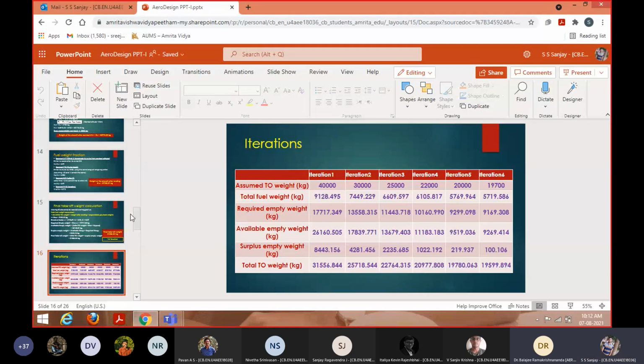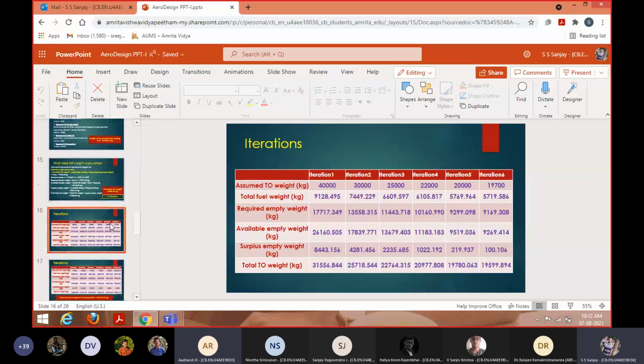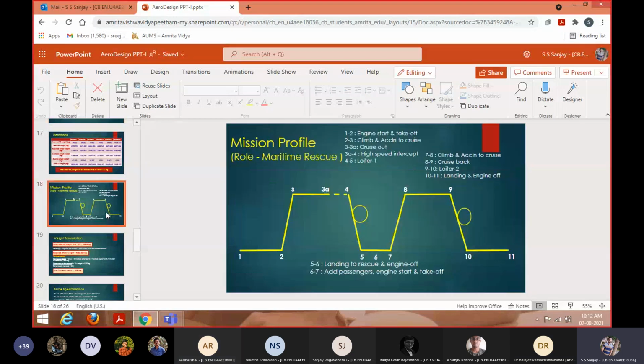Can you just go to the mission profile for your rescue mission? What actually happens in 8 and 9 is the cruise back, right? You're just going to the destination. As Sir just mentioned a few minutes ago, you will be landing in the water, so it's an amphibian aircraft. So you don't have any chance of refueling. So there will be a considerable amount of fuel already consumed.